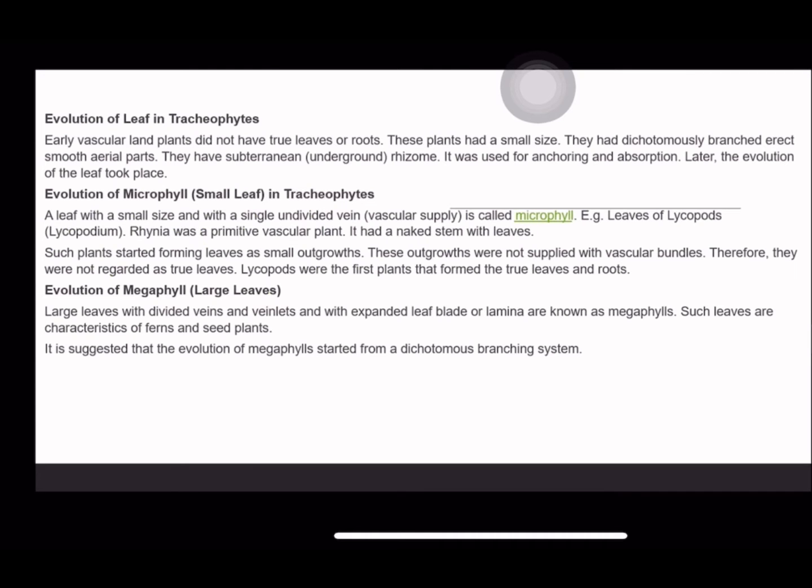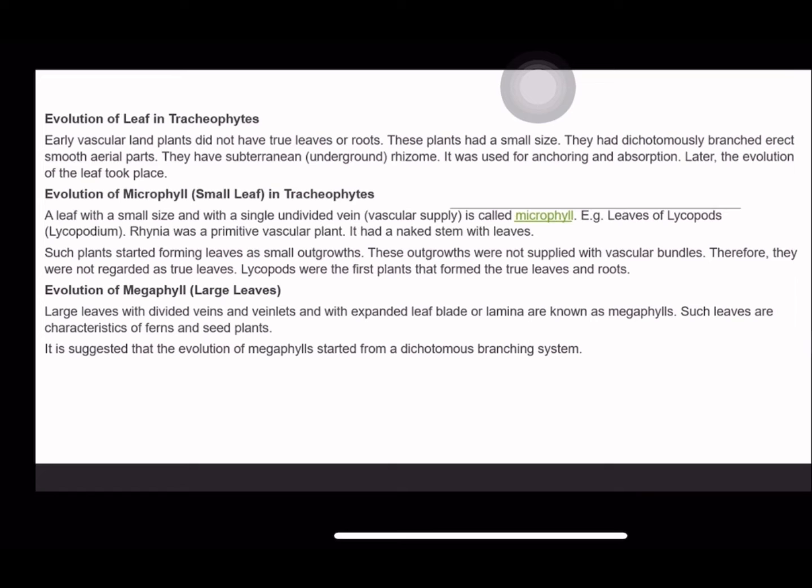Evolution of leaves in Tracheophyta. Early vascular land plants did not have true leaves or roots. These plants were small in size. They had dichotomously branching erect, smooth aerial stems, but they had a subterranean or underground rhizome. It was used for anchoring and absorption. Later, the leaves evolved.